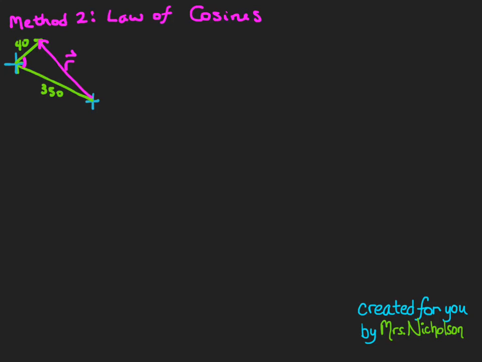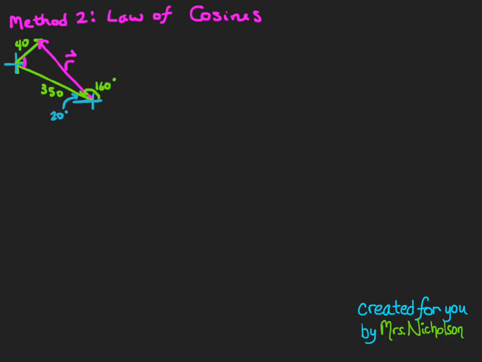If I'm going to use law of cosines, the first thing that I need to do is figure out the measure of this angle right here between 40 and 350. That's the angle that I need in order to use law of cosines. Well, in my picture here, I know that this angle around to 350, that angle is 160 degrees, which means that this angle in here is 20 degrees, because those two angles would have to add up to 180.